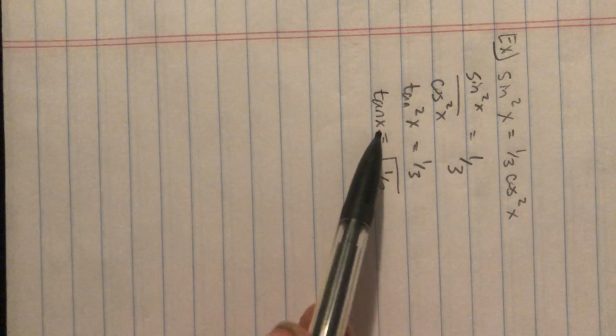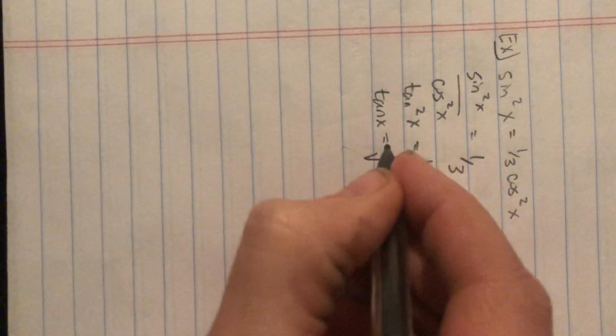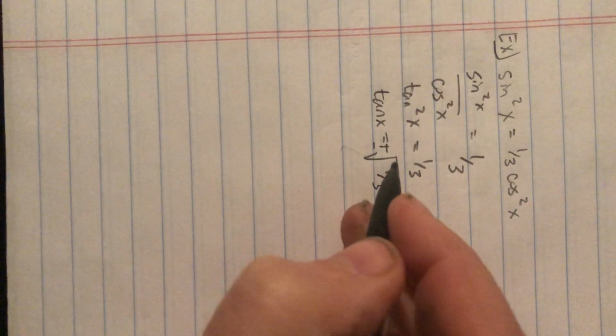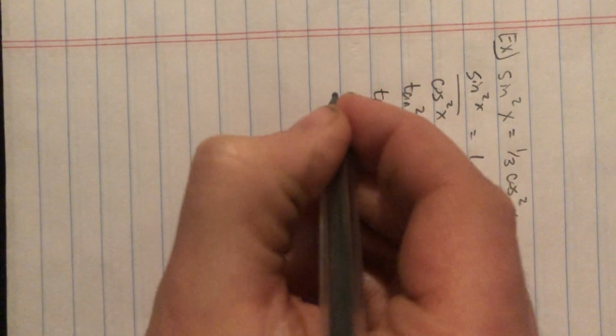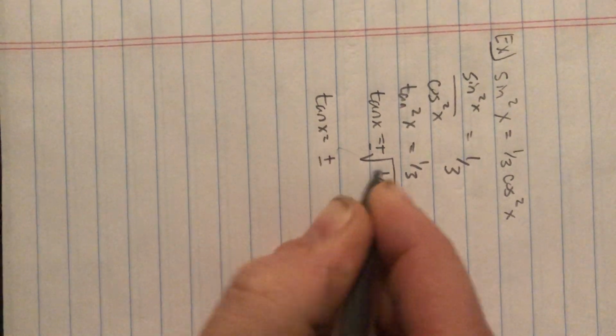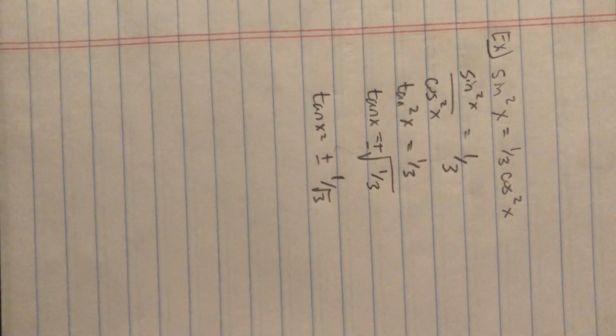Okay, when we solve by taking a square root, something has to go in front of here, and that is a plus or minus. Hopefully you remembered about that. Taking the square root of a fraction, you just take the square root on top and the square root on the bottom. So really what this is saying is the square root of 1, which is 1. Square root of 3 is just the square root of 3.